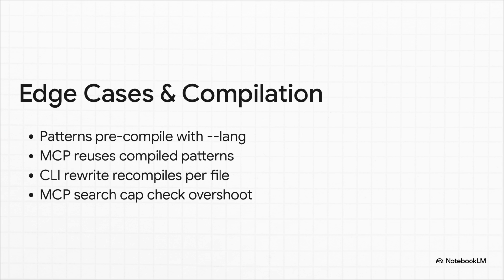The CLI rewrite currently recompiles per file, which is just a minor performance inconsistency compared to the MCP. Also, the MCP search cap actually checks after extending its matches. That means it can technically overshoot the 1,000 match limit by one file's worth of matches before truncating. It's completely safe, but just an interesting little quirk of the current implementation.